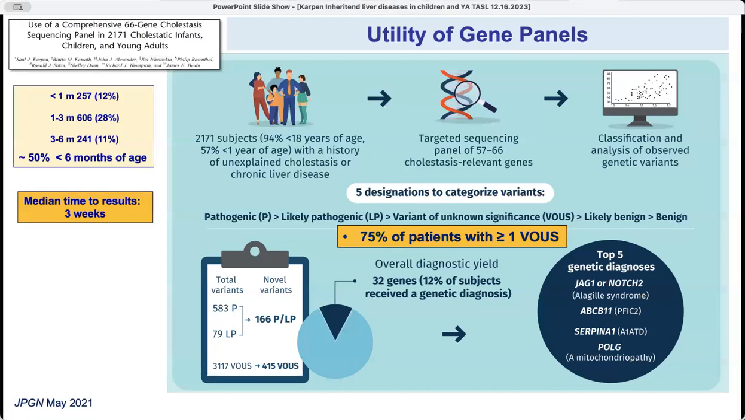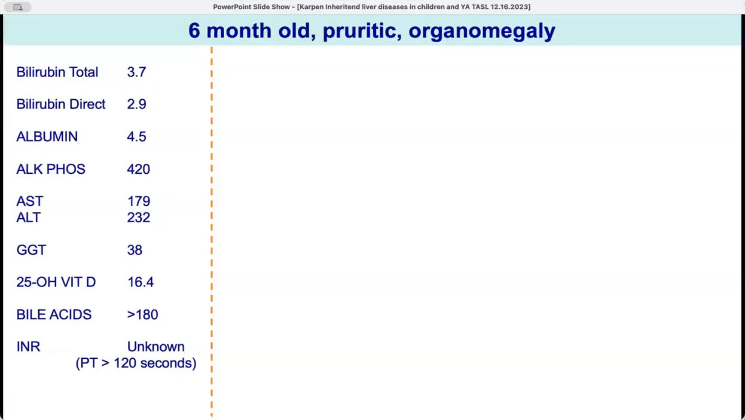Lastly, I want to mention the variants of unknown significance. This is an expectation. More patients have them than not. In fact, the bigger your panel, the more VOUSs you're going to have. Well, let me give you an example of using this panel where it gave us some straightforward answers.